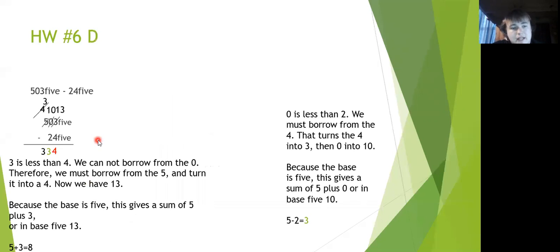Homework number 6D. Okay, so the problem is 5035 minus 245. All right, let's take a good look at this one. Okay, first thing we want to do, we see this 3 here. You see that 4. We cannot subtract that 3 from the 4 because it is less than. So we need to borrow. We can't borrow from the 0 here because it has no value. We need to borrow from the 5.